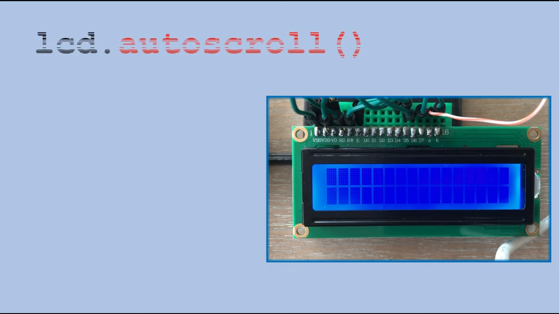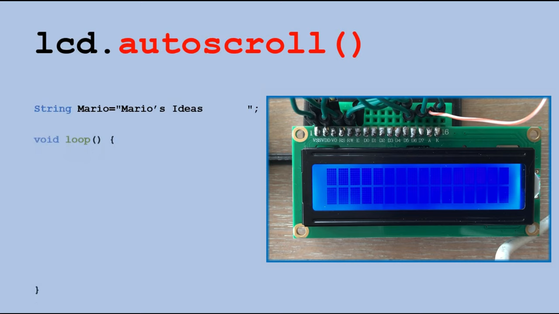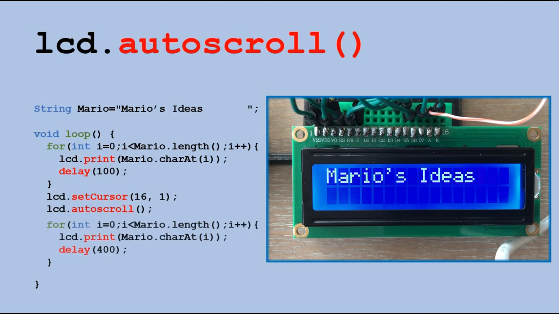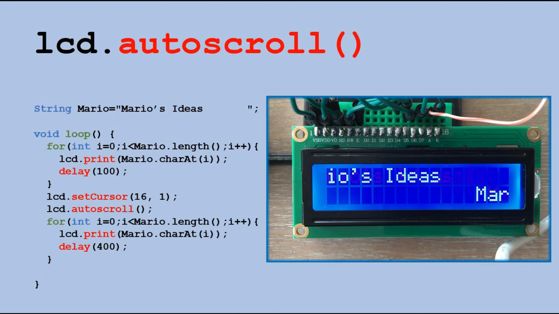Moving to the autoscroll method, which moves all the text one space to the left each time a letter is added. In this example, we also have to declare the string to scroll. In the loop function, we have a for loop which is going to write the string to the screen one character at a time. Then we position the cursor in the last column of the second row when we execute the autoscroll method, and then have another for loop to write the string again at the current position.